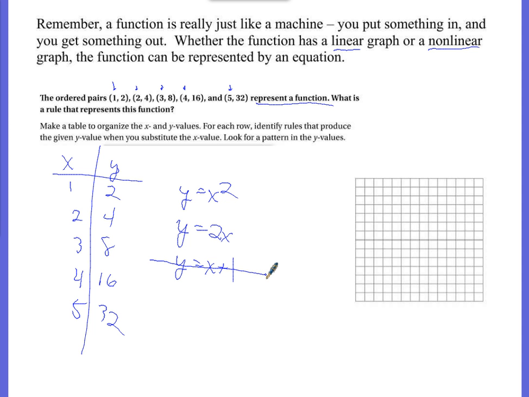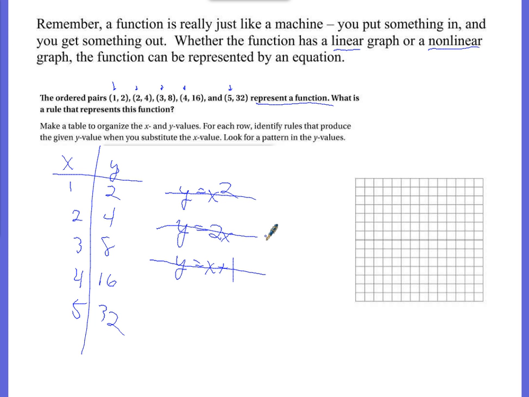All right, go on to the next ordered pair. Take 3, plug it in. If I plug 3 in here, do I get 8? No, I get 9. So this can't be right. If I take 3 and I plug it in here, do I get 8? No. So this one can't be right either.